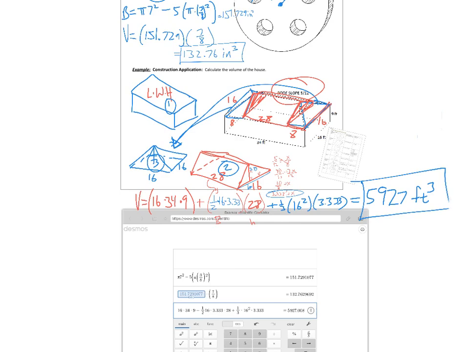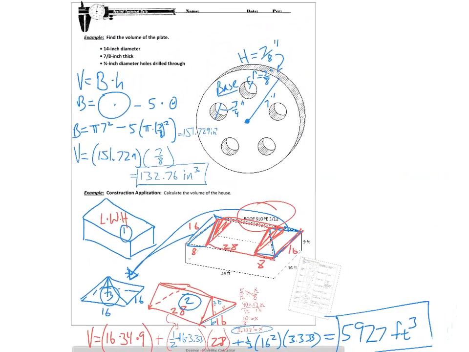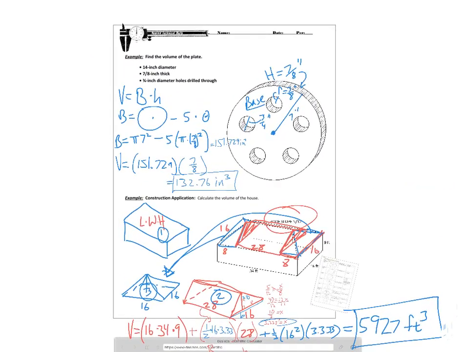So, lots going on, but the key is break it up into parts. We've got volume formulas for prisms. Remember that a prism is the same on top and bottom. If it has the same on top and bottom, use this formula, area of the base times the height. All right. Good job.